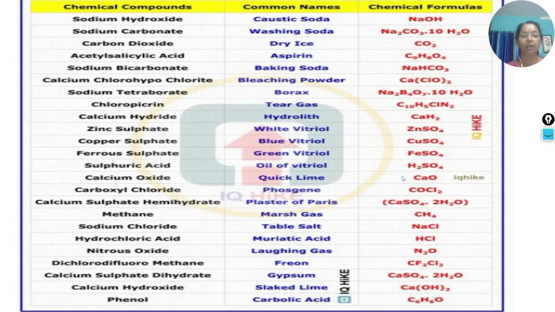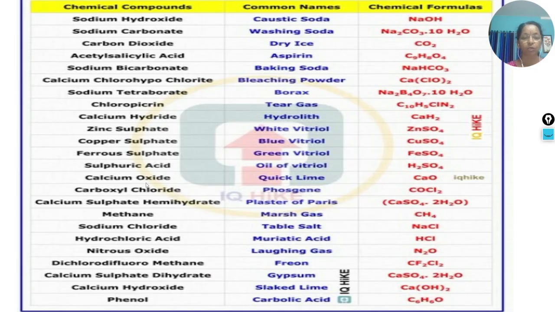What is shown here are some chemical compounds with their common names and formulas. Sodium hydroxide is called caustic soda. Sodium carbonate with 10 H2O is washing soda. Carbon dioxide, if it is dry, we call it dry ice. Sodium bicarbonate is called baking soda. Calcium oxychloride is bleaching powder. Zinc sulfate is white vitriol. Copper sulfate is blue vitriol. Ferrous sulfate is green vitriol. Sulfuric acid is oil of vitriol.